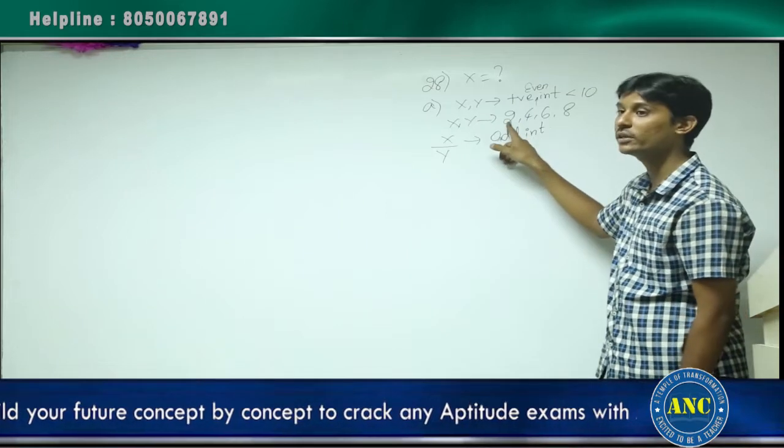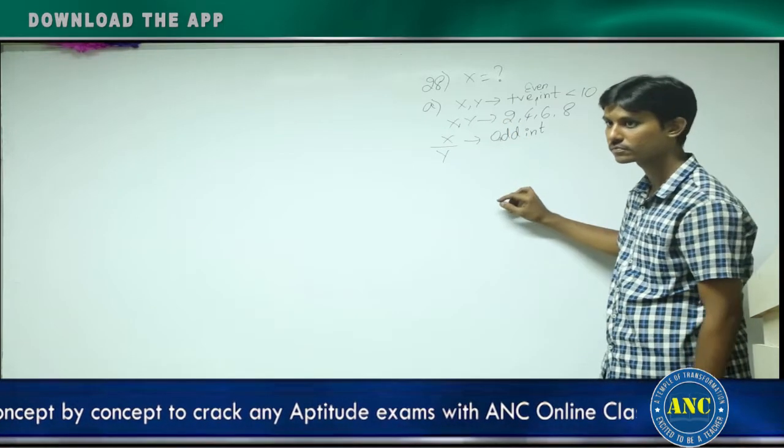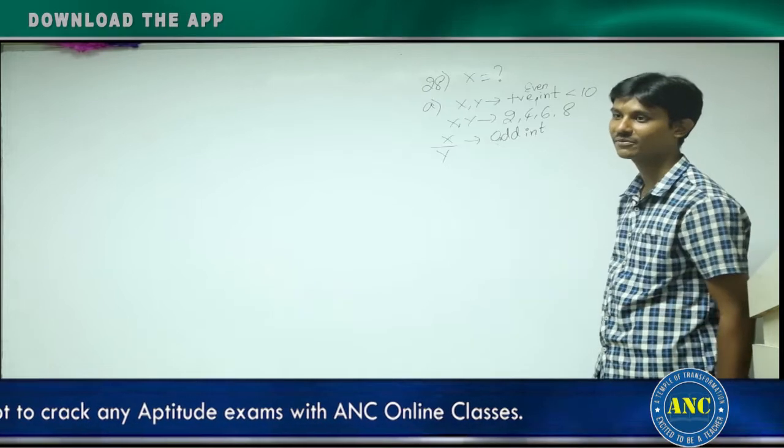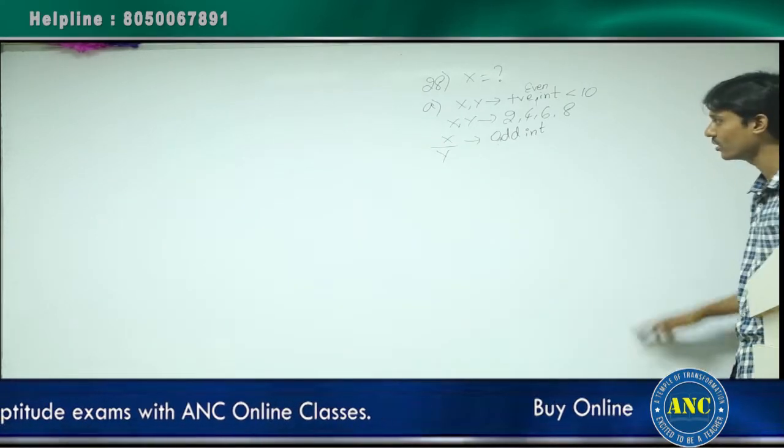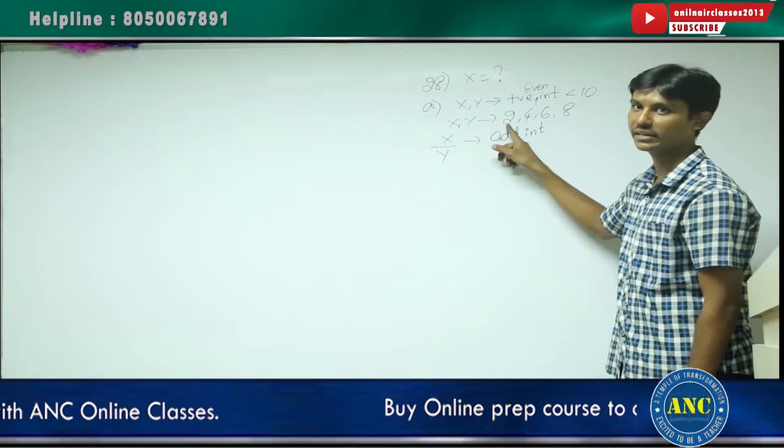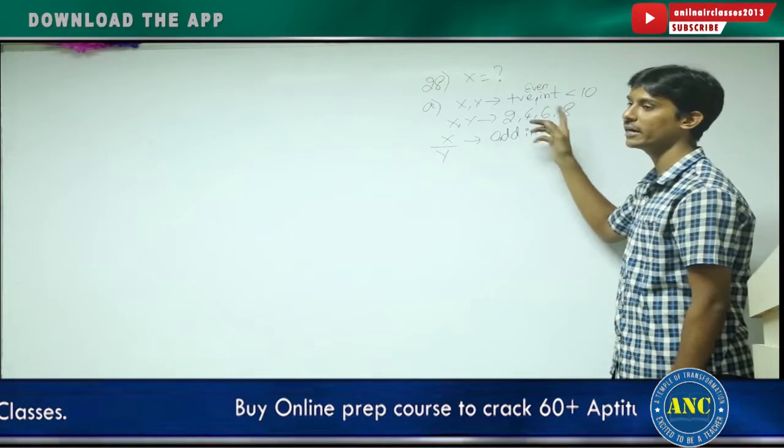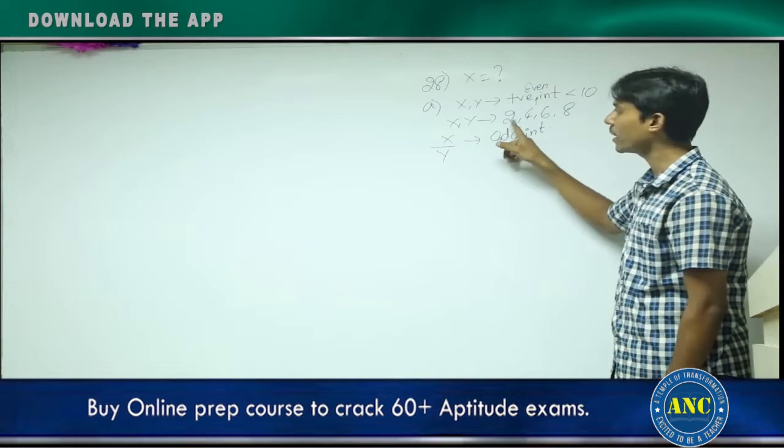Right? 4 by 2 is 2, which is even. 4 by 6 and 4 by 8 will give you a fraction. Can a fraction be an even or odd integer? No. So ruled out. 6 by 2 is 3.